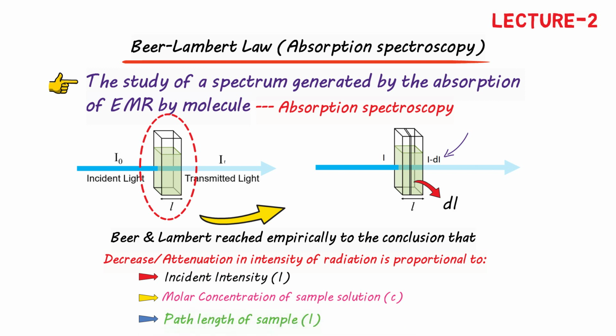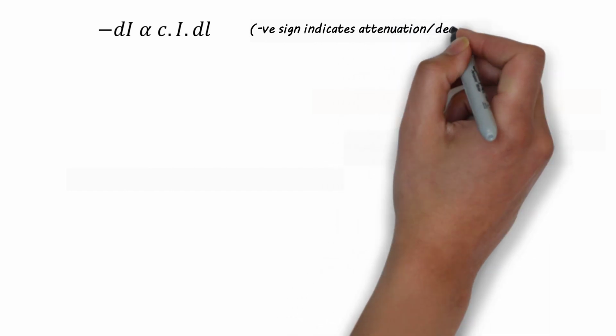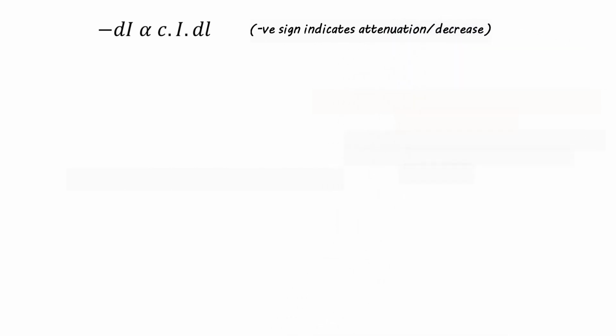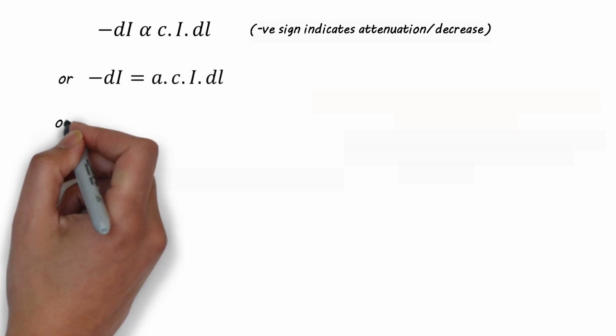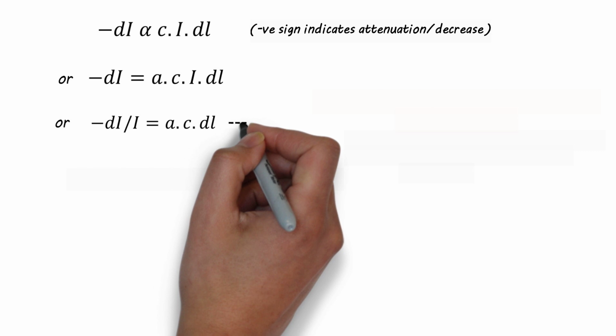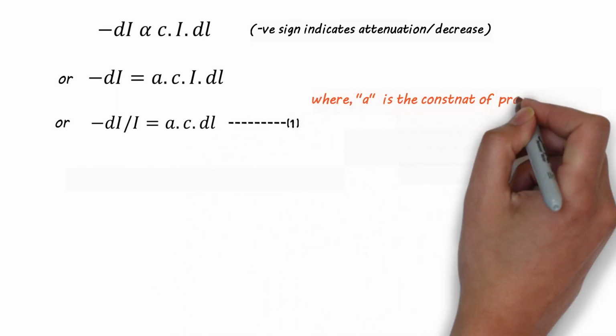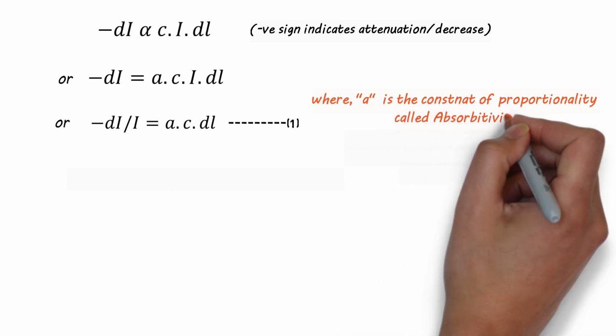So we can write minus dI is proportional to C I into dl. Negative sign indicates attenuation or a decrease of intensity of light during absorption. Or we can say minus dI will be equal to A into C into I into dl. Keeping I on the same side, we have minus dI by I will be equal to AC into dl. Let's keep this equation as first, where A is a constant of proportionality called absorptivity.